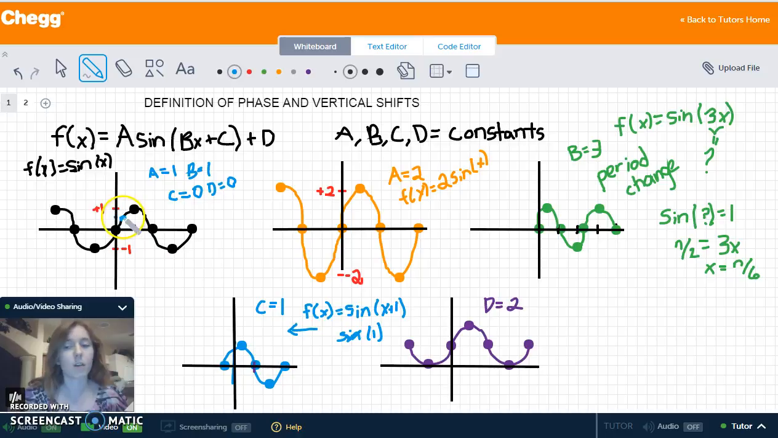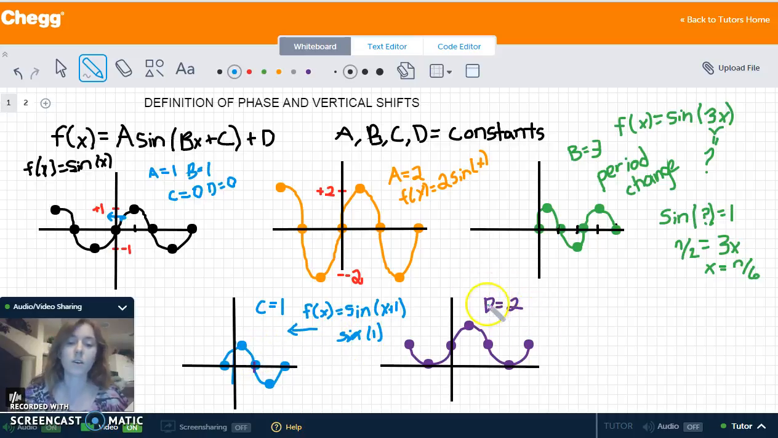So since it got moved over, so does everything else. So at this point, when sine of x is equal to 0, this is equal to 0. When x is equal to 0, sine of x plus 1 is equal to 1. So everything moves to the left. Think about that, you'll never go wrong.